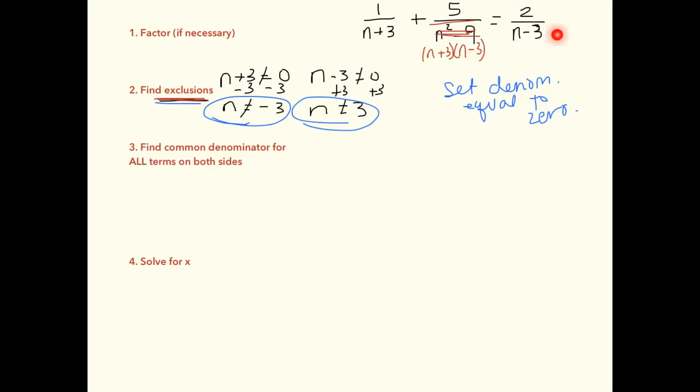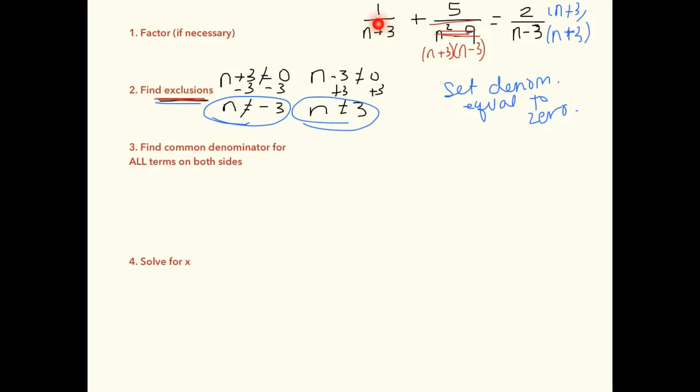Now let's come back to here. We factored it. Now we want a common denominator for all the terms on both sides. So that means this has to be n plus 3 and n minus 3, this needs to be n plus 3 and n minus 3, and this needs to be n plus 3 and n minus 3. I'm going to use a different color over here. And what I'm doing is putting an n plus 3 here, and whatever I do to the bottom, I have to do to the top.